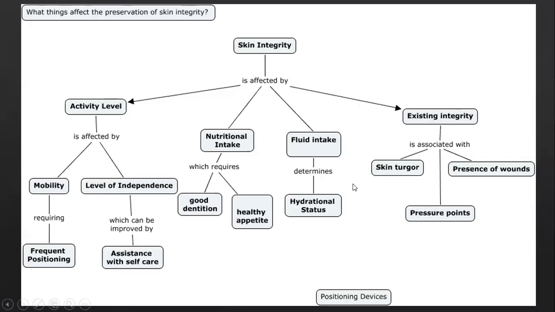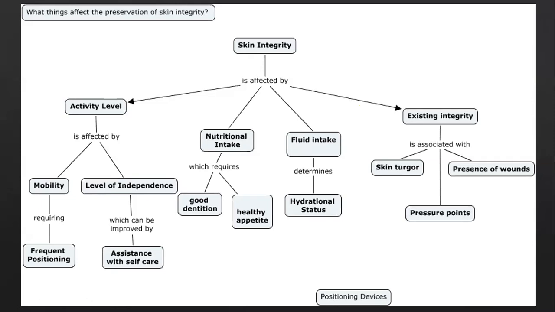All right, so if you look at this chart, at the top you got your skin integrity, and this is a good little chart. So if y'all want to take a quick snap, I probably would. It's saying skin integrity, and it gives all these different things that can affect it. If you look to the left of your screen, it's saying your activity level is affected by any kind of mobility or level of independence.